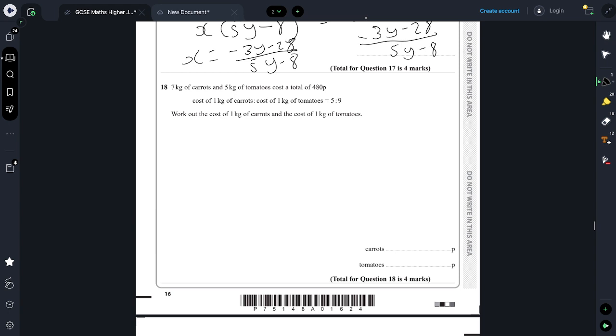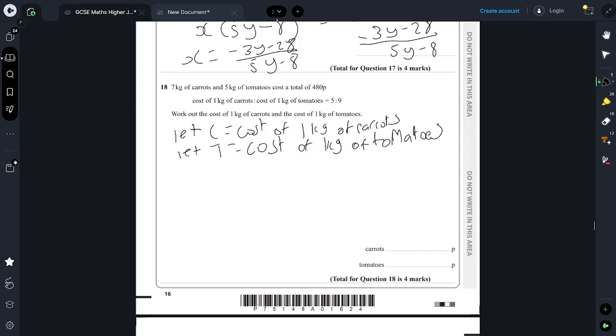Well, again, exactly like I said before, use variables to represent unknowns. So we don't know the cost of 1 kilogram of carrots. So let C equal the cost of 1 kilogram of carrots. And likewise, let T denote the cost of 1 kilogram of tomatoes.